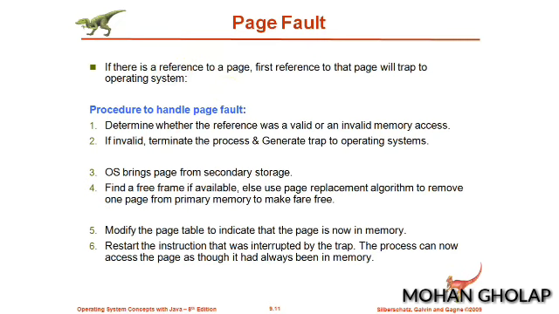So here if there is a reference to a page, first the reference to that page will trap to the operating system. There is one procedure to handle this page fault. Before that we'll see what exactly this page fault is. As we saw, if the corresponding bit is set to 0, then the page is not present in the primary memory, and such a page, which is not present in the primary memory, is called a page fault.